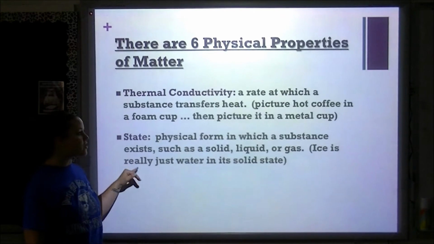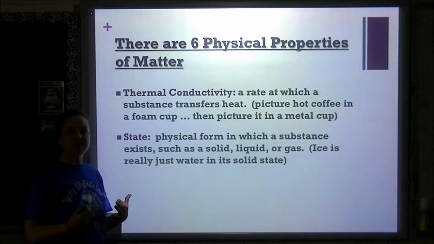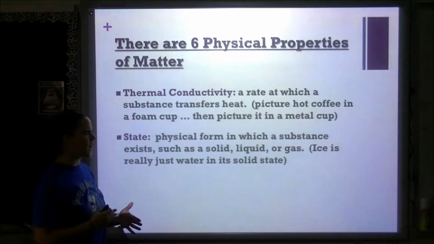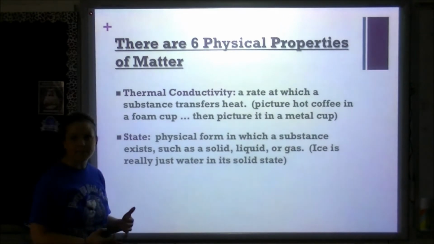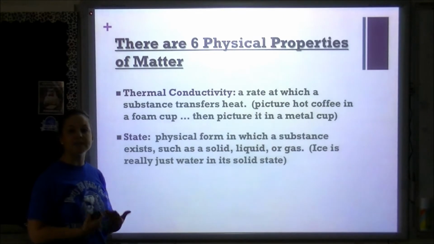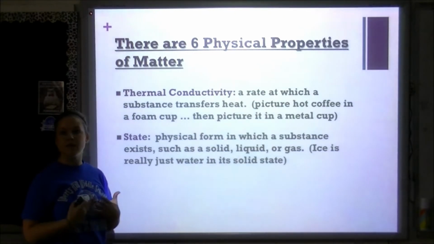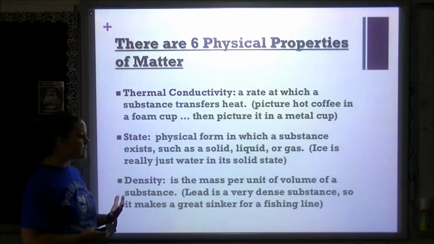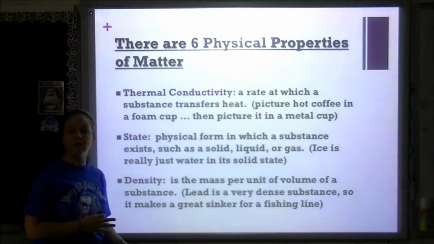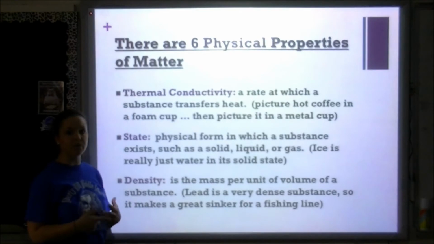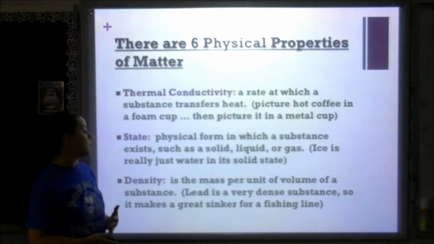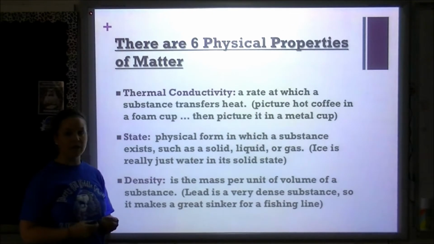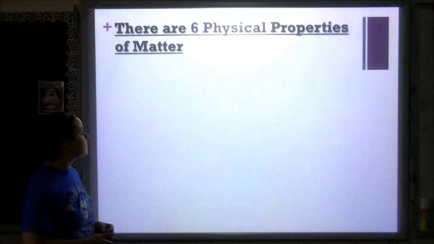So state, changes of state is a physical property, and we need to make sure that when we are looking at ice as it's melting, that we're not mistaking that as a chemical change. Changes of state are physical properties of matter. And density, we learned about density a little while ago, density being mass per unit of volume, and figuring out how dense a substance is is another classifying physical property.